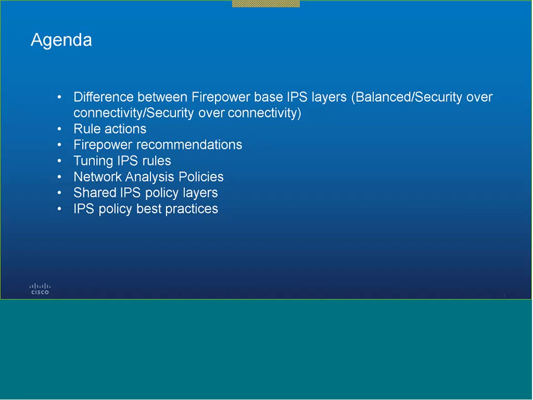We'll talk about the different base layers that we get from Cisco when it comes to the Firepower Intrusion Policy. Essentially, there's 5, but there's 3 that we work with: the balanced, and then the other 2 are security over connectivity, and connectivity over security. Then we'll talk about rule actions, some of the different rule actions we can have on our intrusion rules.